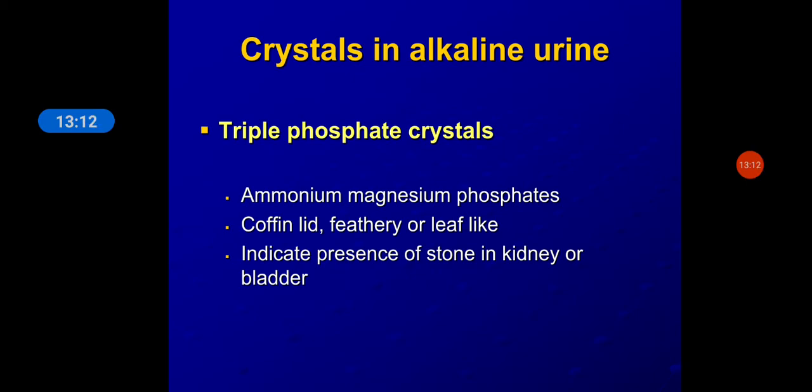Okay, now let's see what crystals are present in alkaline urine. In alkaline urine it is usually the triple phosphate crystals. Why are they called triple phosphate? They're basically ammonium magnesium phosphates. Okay, and they are usually coffin lid shaped, or they can be feathery or leaf like. So what do triple phosphate crystals indicate? They indicate that there is a stone in either the kidney or anywhere in the urinary tract. It can be the bladder, it can be the ureters.